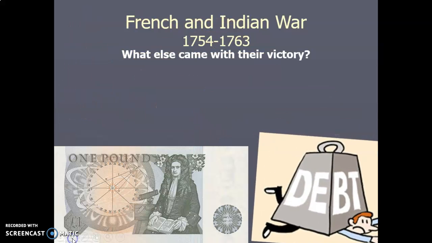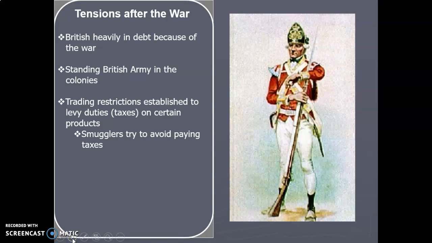So what came with this victory? A bunch of debt. Britain is heavily in debt because of this war, and they look at it as the colonists dragged them into a war they did not want to get into, so they are going to be looking to the colonists to help them pay for this war.